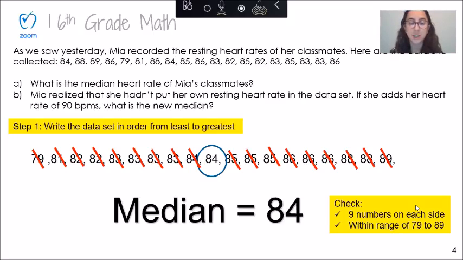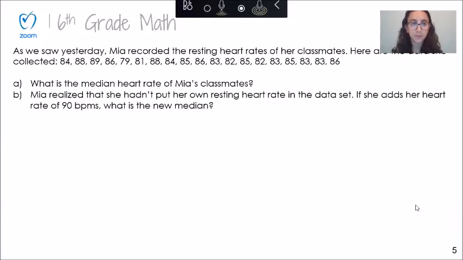The second is just a reasonableness check. My median, if it's in the middle of my data set, has to fall within my range. My range is from 79 to 89, and 84 does fall within that range. Therefore, it's a reasonable answer. Pretty straightforward. Now, let's tackle part B together.